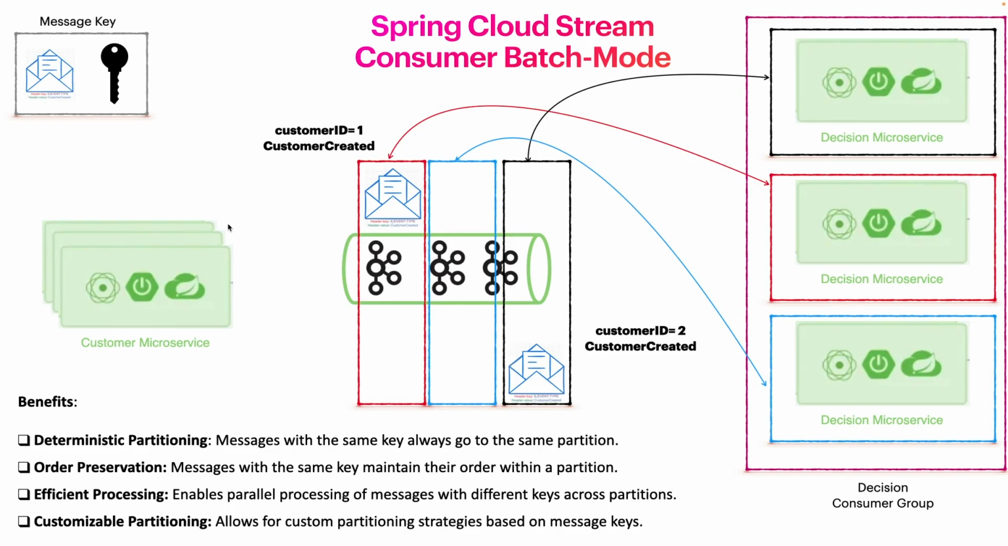If we create a new message, for example, customer created with ID 2, it can go to another partition. But the most important thing to understand is that for the same customer, if we receive a new event, let's say customer email changed, with the customer ID as the message key, it will go to the same partition. So customer created and customer email changed for this particular customer ID 1 will go to the same partition. It will allow us to consume in order on our consumer side, so it will preserve the order of the messages.